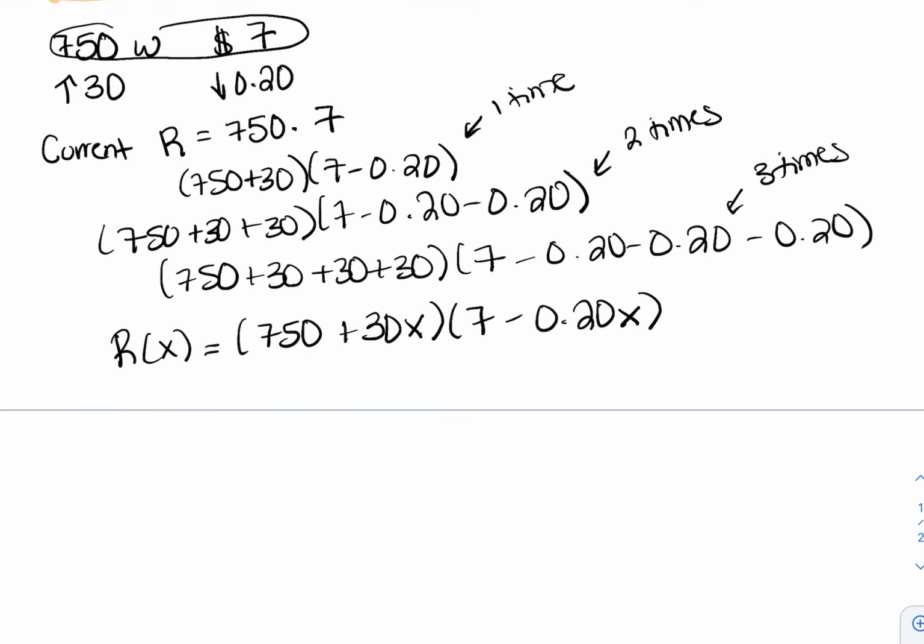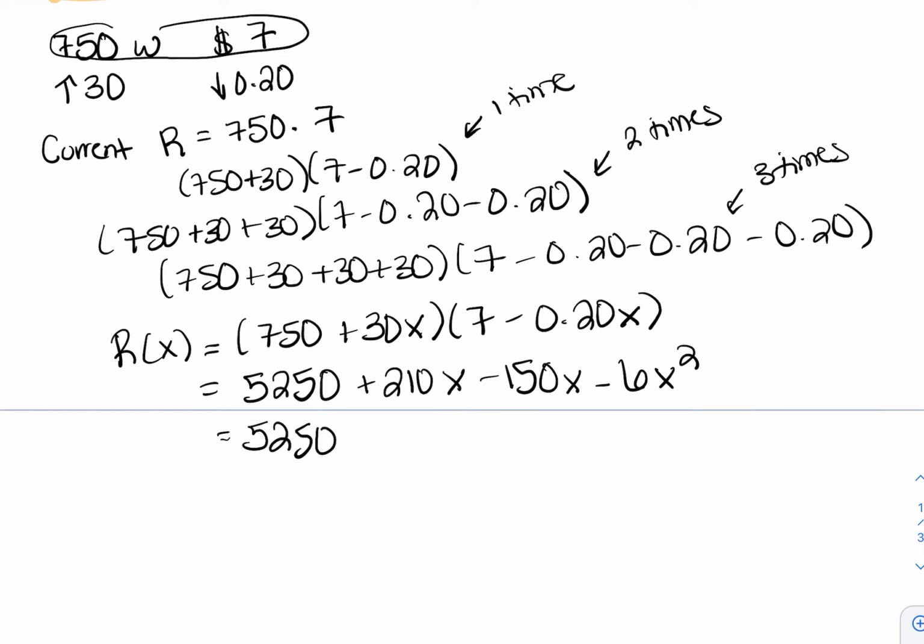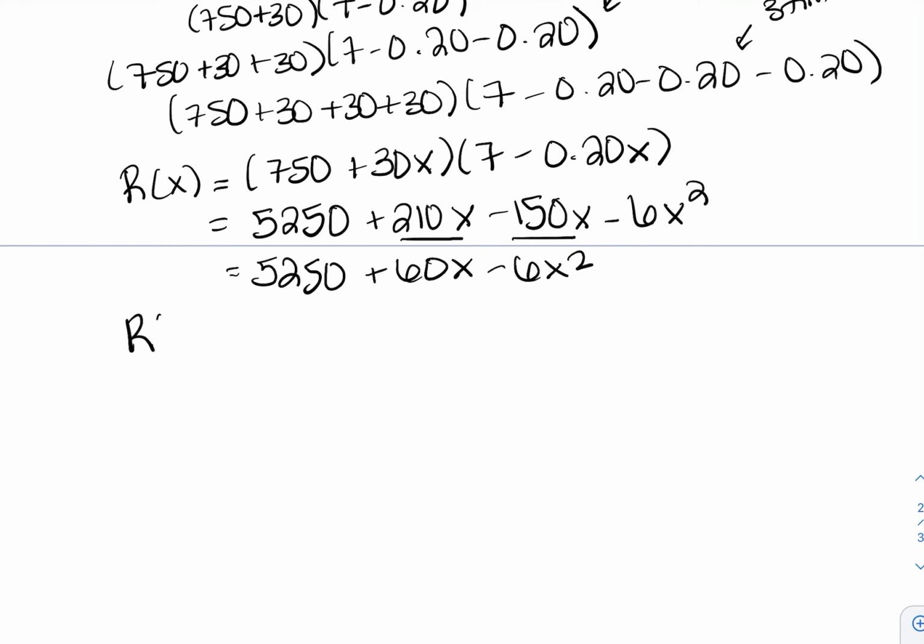So the best thing here to do is, again, you can use the product rule to take the derivative, but I would say probably the better thing to do would be to first FOIL out, because that would be a little bit easier. So you have 750 times 7, which is 5,250, plus 210x minus 150x minus 6x squared. Combine like terms, 5,250 plus, combine these right here, 60x minus 6x squared.